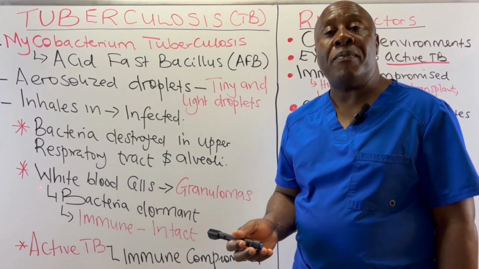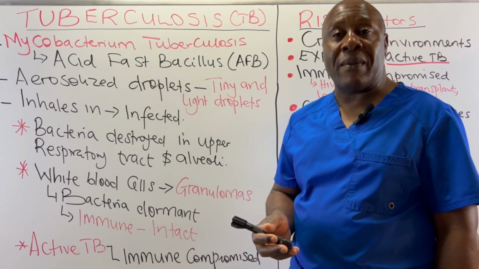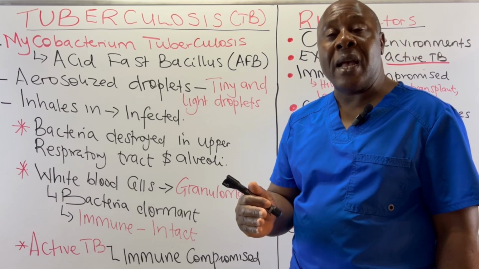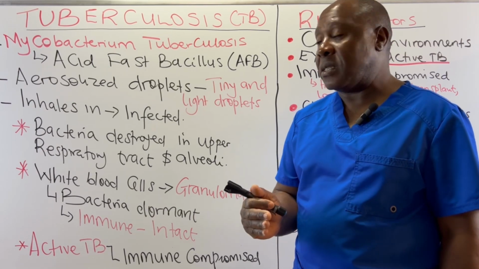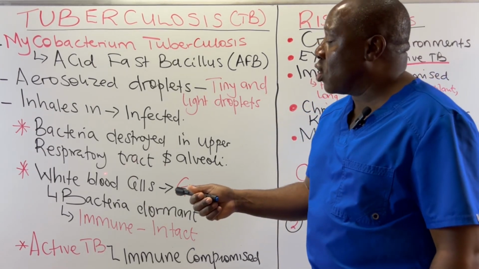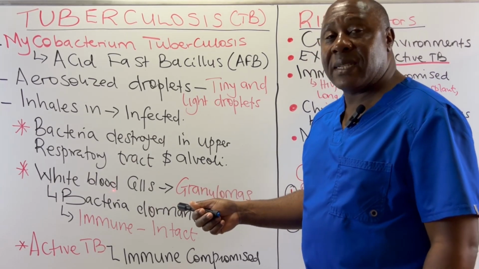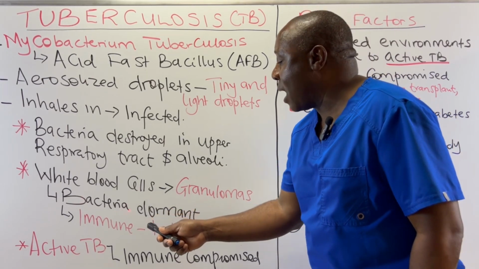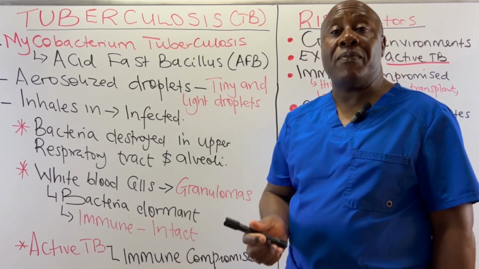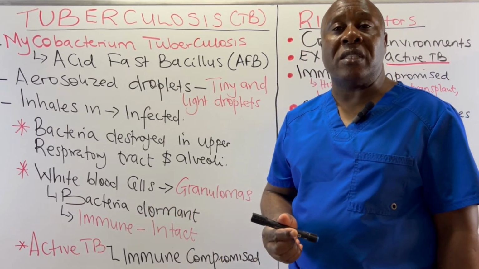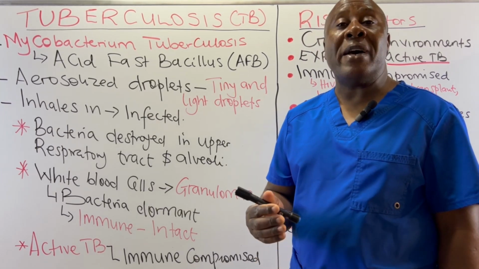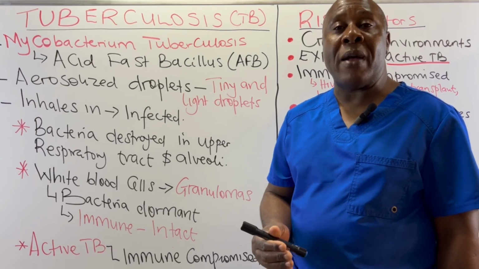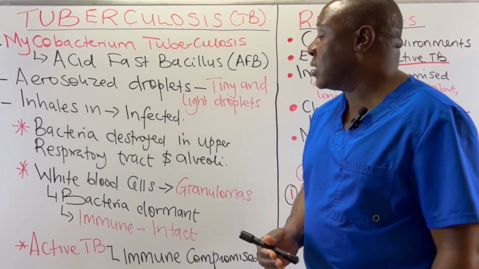A granuloma is a white blood cell cluster. It is a cluster of white blood cells which are surrounding and enclosing a pathogen. So this bacteria could be enclosed by white blood cells in these granulomas, resulting in this bacteria becoming dormant. So sometimes we have this bacteria in our bodies, but because it has been surrounded by the white blood cells, it is dormant. It is not able to multiply or spread to other parts of the body.